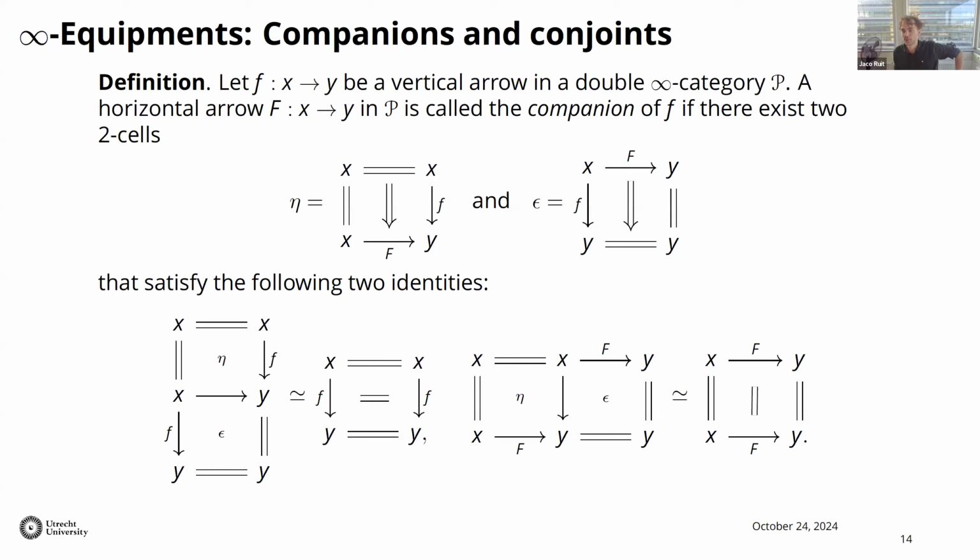So at first sight, this looks completely the same as for double categories, but there's some subtlety that's hidden here. Between these composites, I wrote this equivalence sign, which really means that part of the problem of giving a companion is that you should exhibit some homotopy that connects the left composite with the right composite, or the right two-cell. So this is a subtlety that's hidden here.